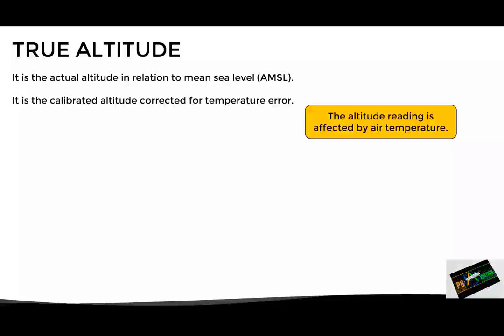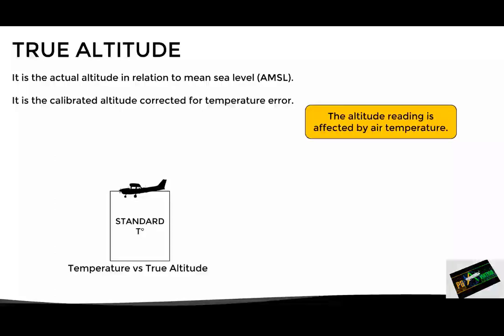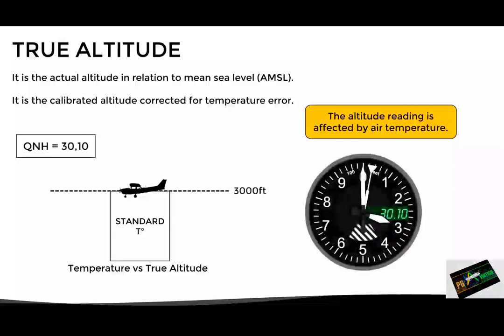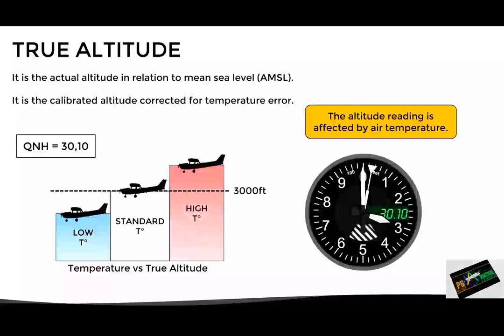For example, if an aircraft is flying under standard temperature conditions with the current QNH of 3010 adjusted on the altimeter, it will indicate the true altitude. However, if the temperature is lower than standard, even using the correct QNH, the true altitude will be lower than the indicated altitude. Otherwise, if the temperature is higher than standard, the true altitude will be higher than the indicated altitude.